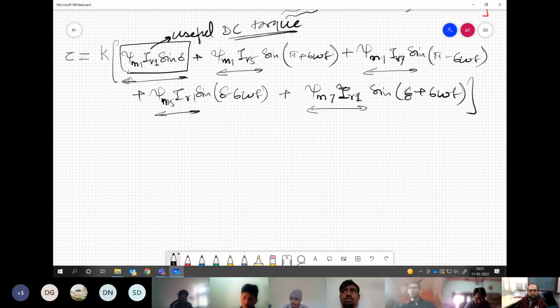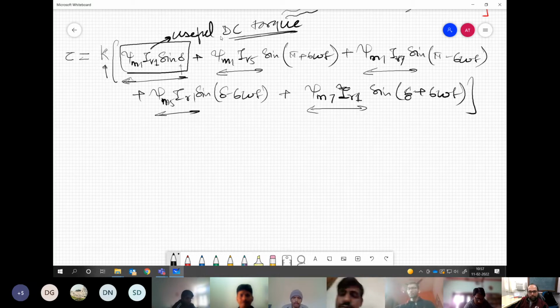This is the DC torque responsible for operating the motor, the interaction between the magnetizing flux and rotor current. You can actually work out the value of sine delta and you will reach the same expression that you got earlier in your previous classes from the power. And then you can get the value of K, the constant, as well. This will come basically in terms of the number of poles in the machine.